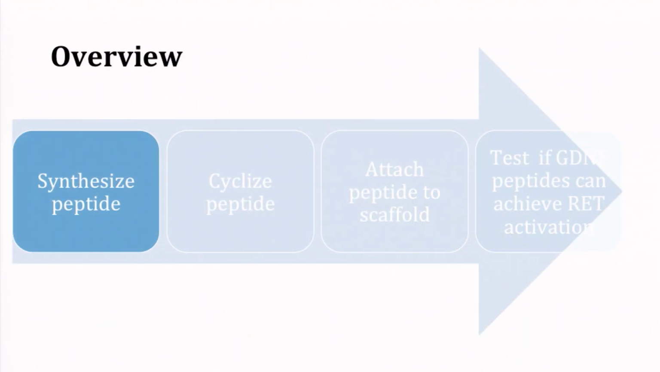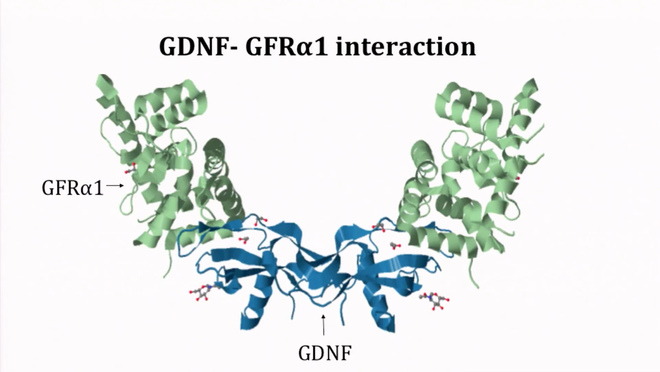So this is a general overview of the workflow of my project. But before we get into how I actually did it, it's important to look at how I designed the specific prototype that I used. So this is an image of GDNF and GFR1 interacting. GDNF is shown in dark blue. And as you can see, if we were to cut this molecule in half, they're mirror images of each other, which indicates, again, that it's a homodimer. And again, this is something that we tried to mimic in our prototype.